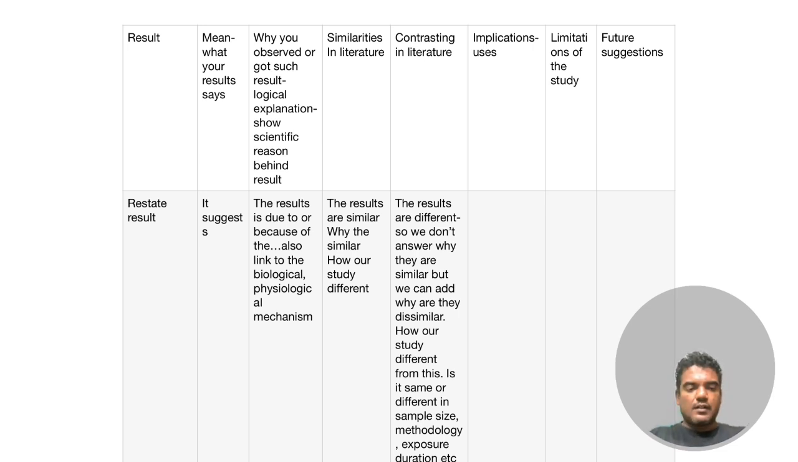For example, our result is like this: in presence of the drug, the cell viability of cancerous cell lines decreased by 80%. So this is the result, this is the data. We have data showing that 80% of the cells have died because of exposure to this particular drug. So what is the meaning of it?